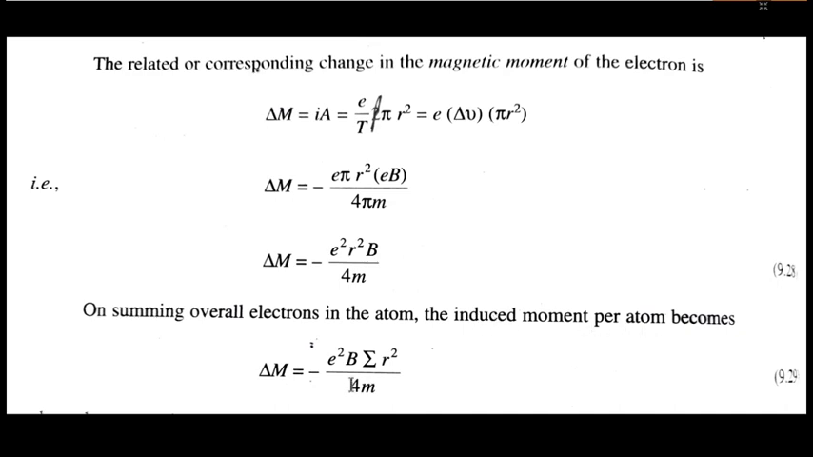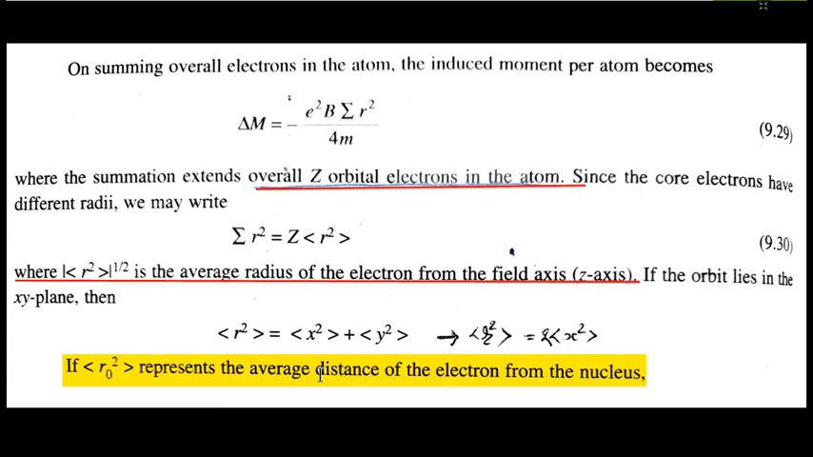So the per atom contribution of change in magnetic moment is given by this, and the change of magnetic moment in the direction of the magnetic field is the change in magnetization, and that's why it's delta m. Okay, so once you sum over all these electrons, it would be minus e square B sum, that is sigma r square upon 4 pi m, summing over all the electrons in an atom, the induced magnetic moment per atom.